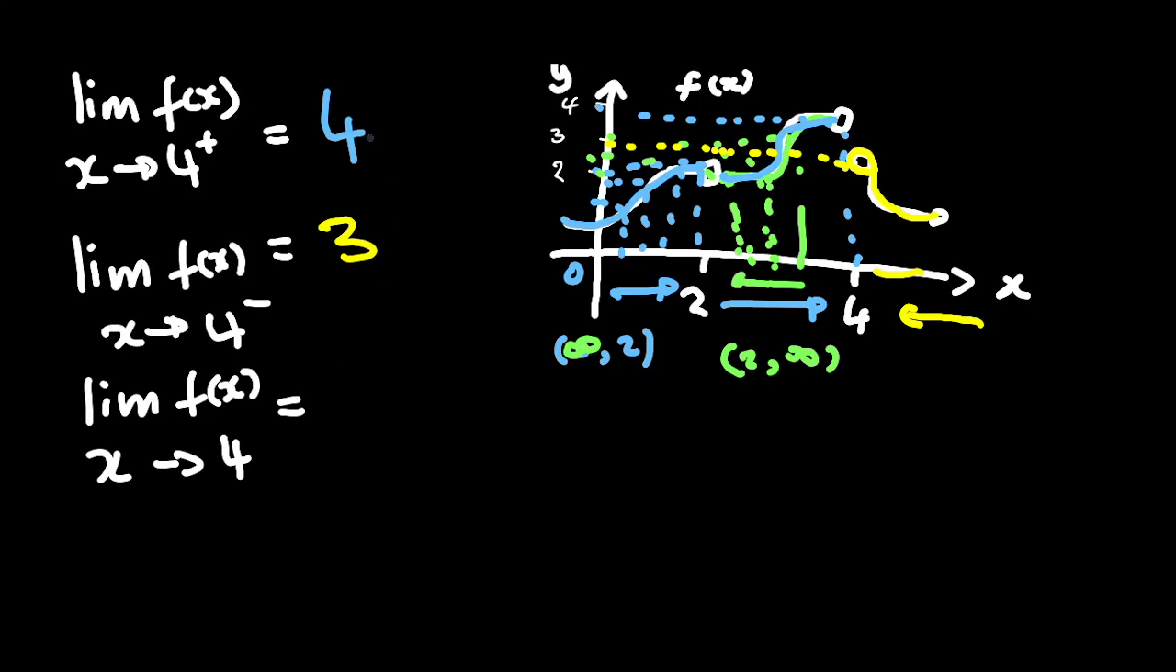So based on our side limits, which are not equal, I can then conclude that the limit of f(x) as x approaches 4 does not exist, based on my side limits. So we use side limits to determine whether the limit exists or not.